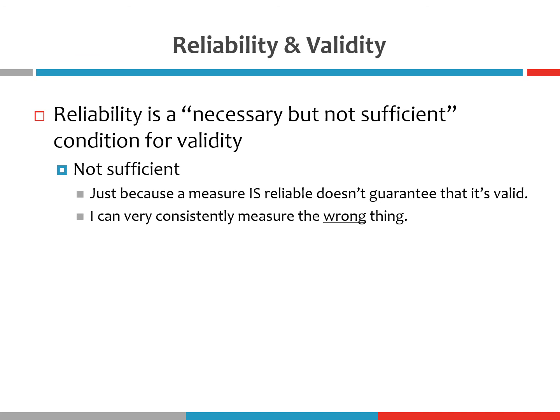Okay, so again, reliability is necessary in order for a measurement to be valid, but it's not sufficient for validity, because it's very possible to get a measurement instrument that is highly consistent, but consistency doesn't necessarily guarantee validity, right? Because it's possible to very consistently measure the entirely incorrect construct, right?